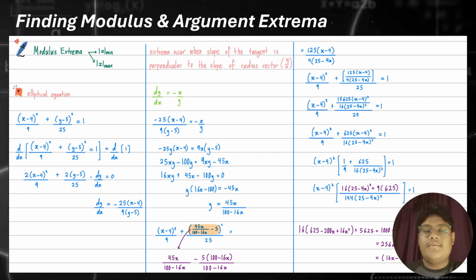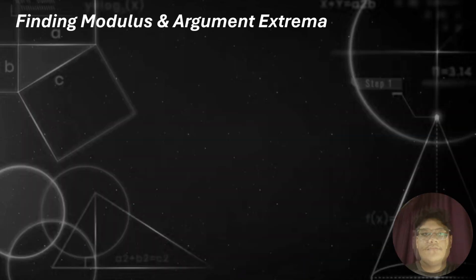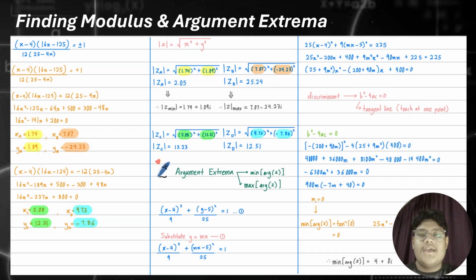Next, our goal is to find the maximum and minimum modulus and argument for the complex number constrained by this elliptical equation. So we use the geometry property that the extrema occur when the tangent is perpendicular to the radius vector. By differentiating implicitly and solving for the intersection of these gradients, we derive a relationship between x and y. Solving the relationship gives us 4 potential points, and by calculating their magnitudes, we find the lowest and highest for the minimum and maximum modulus.